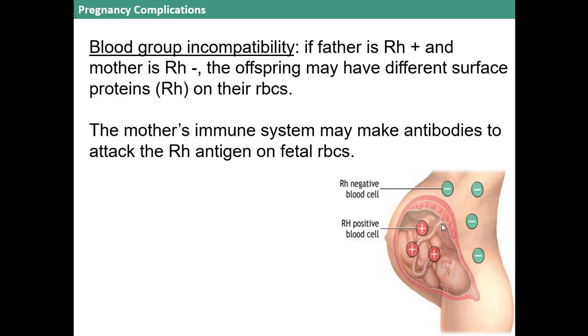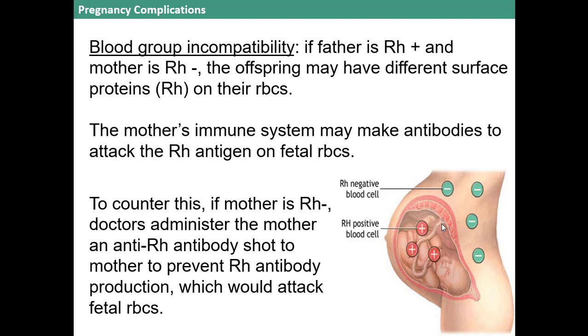Fortunately, doctors can administer a shot called RhoGAM. This is administered to act as an anti-Rh antibody. Essentially, this hides fetal red blood cells so the mother's immune system doesn't make antibodies to target and attack them. Because if the mother did produce antibodies against fetal red blood cells, the baby could be born with hemolytic anemia, may need a blood transfusion, or may miscarry.